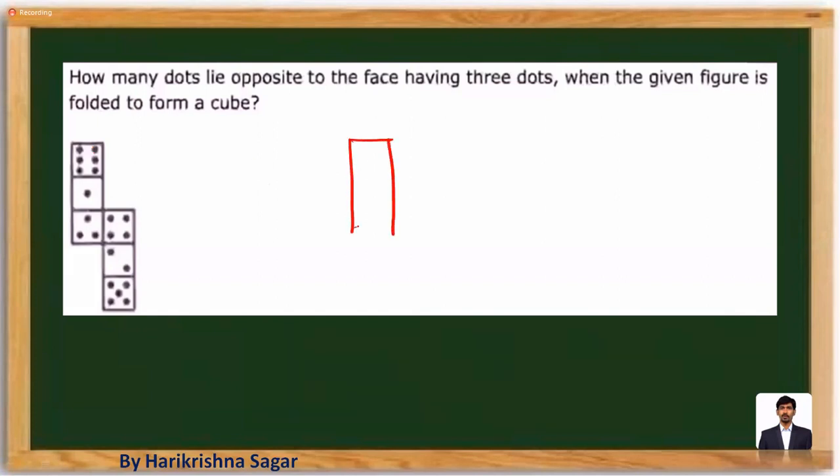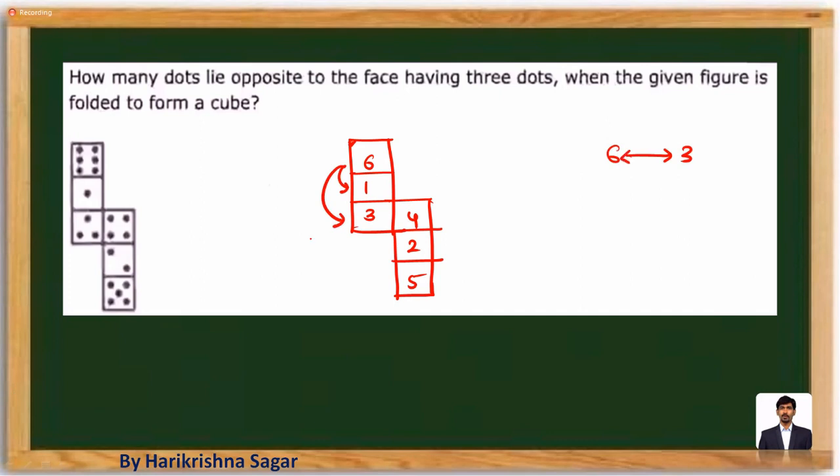So this is a diagram. This is an unfolded paper which you are able to see. In this unfolded paper, this is 6, this is 1, this is 3, this is 4, this is 2, this is 5. So 6 is there. For the number 6, what is adjacent? 1 is adjacent. What is next to adjacent? 3. So we can say 6 and 3 are going to be opposite with each other. Similarly, if you take 4, 2 is adjacent and 5 is opposite. So 4 opposite is going to be 5.